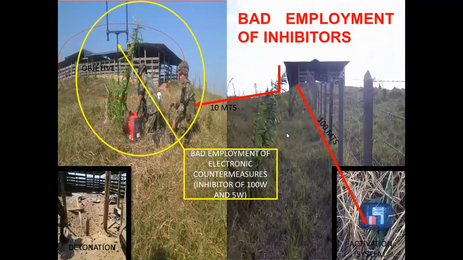This is the bad way, the employment of the inhibitors very, very near to the objective, because the detonation is more possible to occur and is wrong the way of employment of the electronic countermeasures for this inhibitor of 100 watts and the 5 watts too, because the activation in this case was by the cell phone frequency. Although the SIM card received the call and transmitted the energy sufficiently to activate the explosive charge.